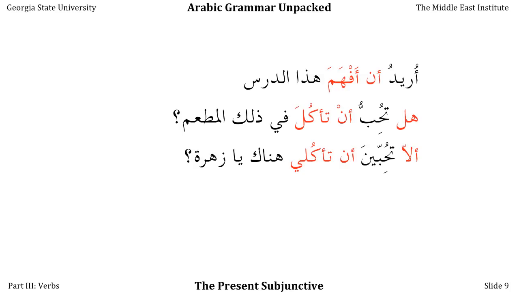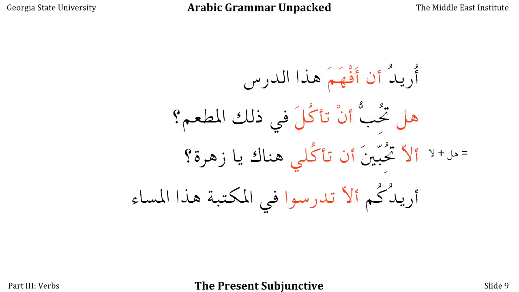If we look at the particle alla, we saw it in the previous lesson as being hal plus la. But another place where we'll see the exact same word that has a different meaning is if we're asking someone if they don't like to do something or don't want to do something. So here we have Uridukum alla tadrusu fil maktaba hadha al-masa. I want you all that you don't study in the library this evening, or I want you not to study in the library this evening. Here, alla is an plus la.